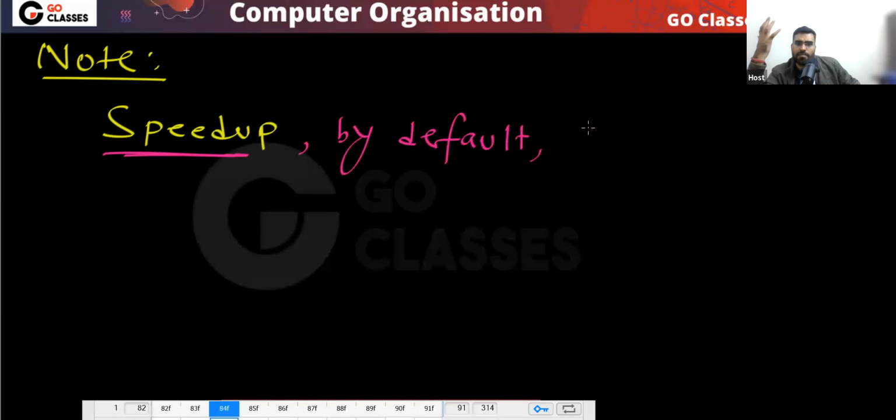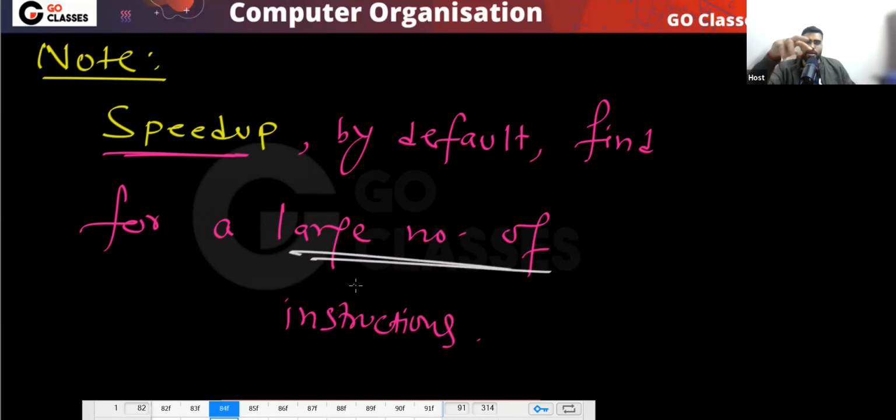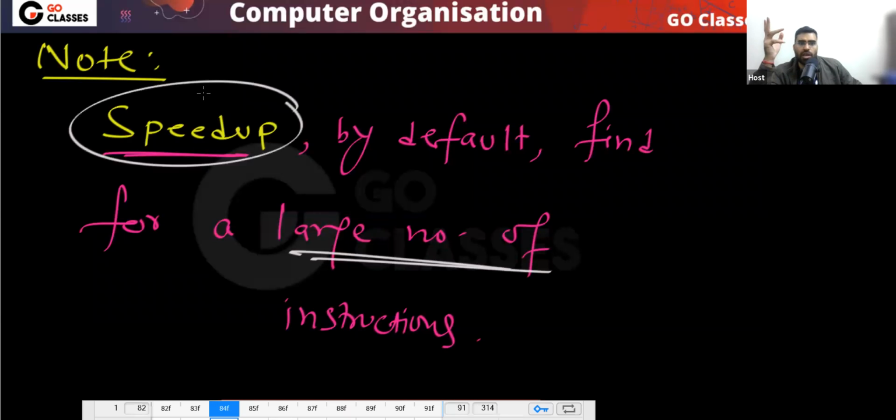Whenever you are finding speed up, always find it for a large number of instructions. Remember, by default you have to find this speed up for a large number of instructions. So if a large number of instructions are executing in the pipeline and non-pipeline CPU, then you have to calculate the speed up.